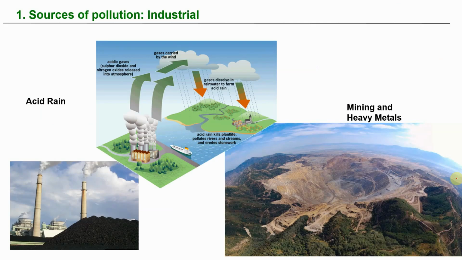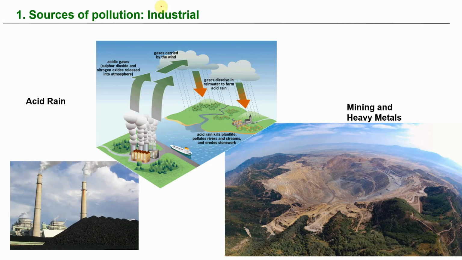So first up, we'll talk a little bit about the sources of pollution. And one of the main sources of pollution is actually industrial. One of the critical ways in which industrial pollution really became an issue was through acid rain. And acid rain is generated because we have nitrogen and sulfur, which produce nitric and sulfuric acid in the atmosphere. These are produced through industrial processes.